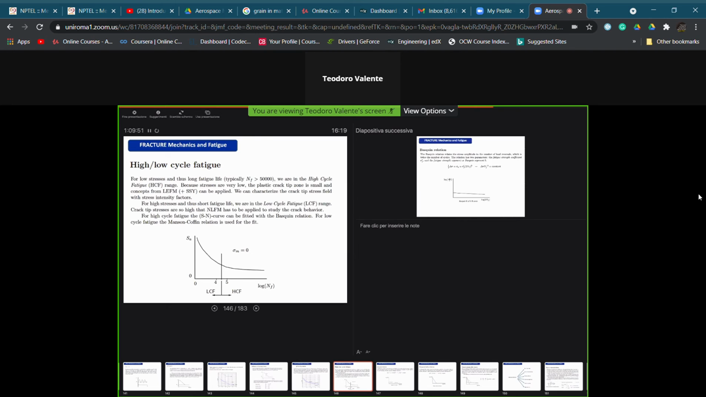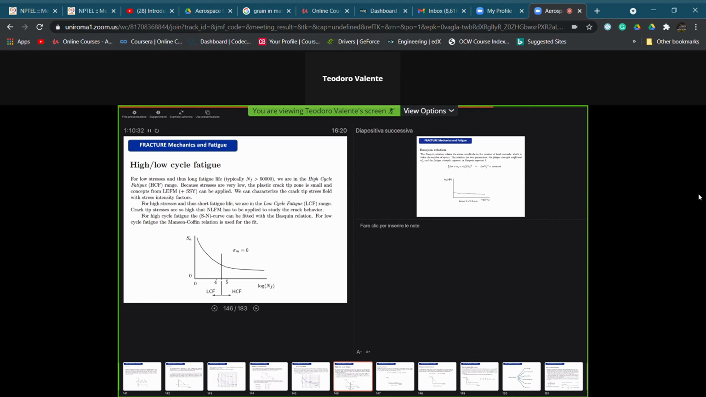And in these cases, since the stresses are low, we can also expect that the crack tip zone is small, and then when we want to make modeling not on a macro scale but on a micro scale, just looking at what is going to happen to the crack propagation, we can apply the concept of linear elastic fracture mechanics or elastoplastic fracture mechanics with the small scale yielding that we have seen today. This cannot be applied.